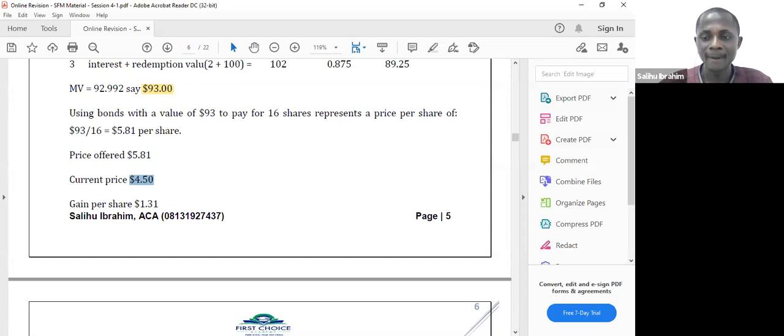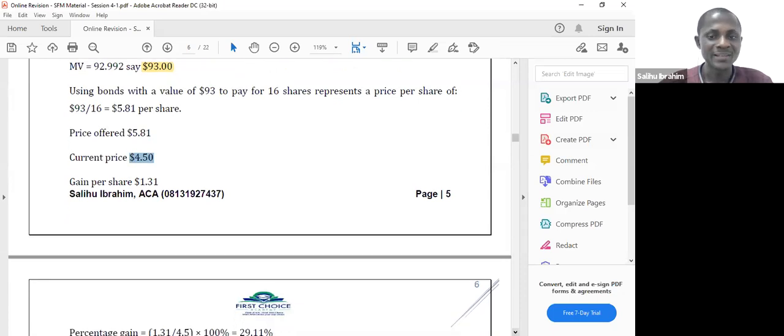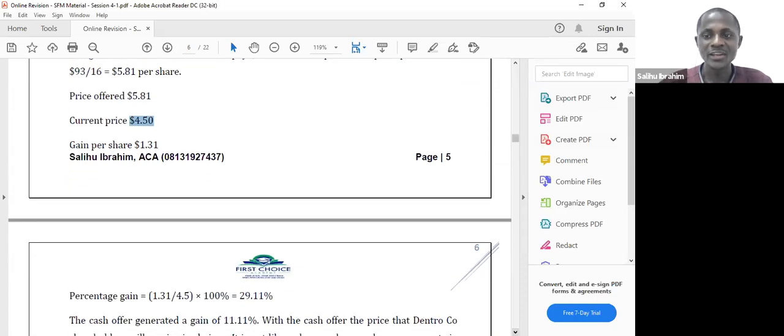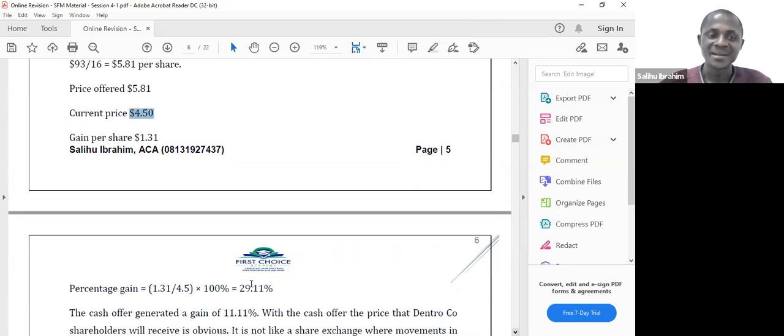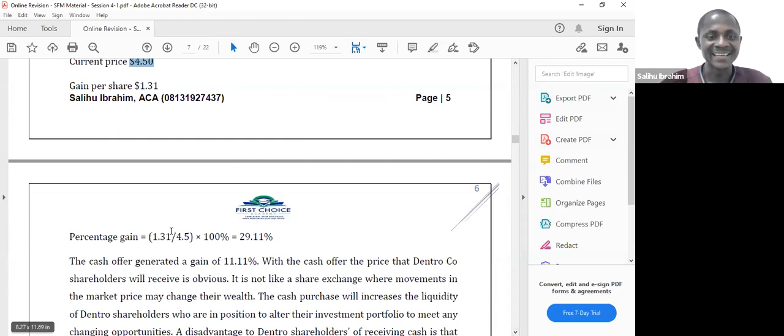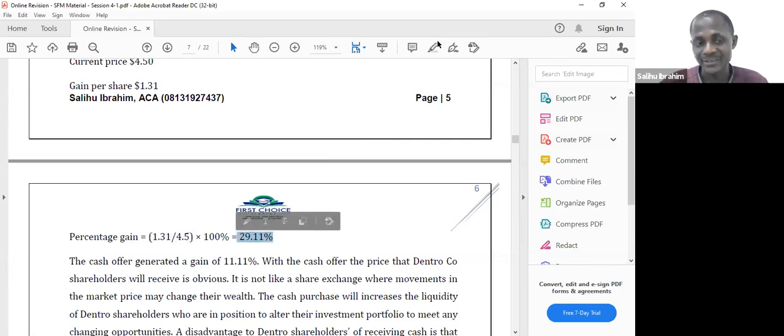So, we have 1.31 as our gain. If 1.31 is our gain, what is the percentage gain? Percentage gain is the gain per share over what? The pre-acquisition market price times 100. They gain 29.1%.